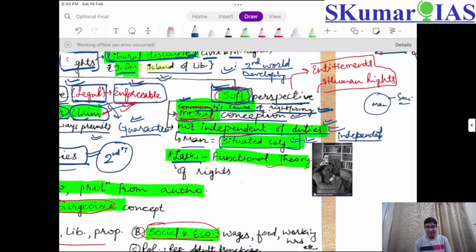And in fact, Laski gives functional theory of rights as part of the soft perspective. Laski's functional theory we will study in detail in the same lecture later on. So this is about the soft perspective of rights. They say that rights are not independent of duties because man is not independent. Man is situated self. Please remember these keywords.